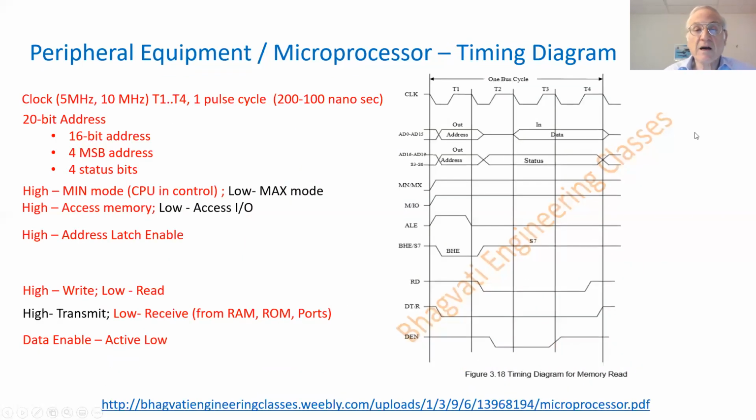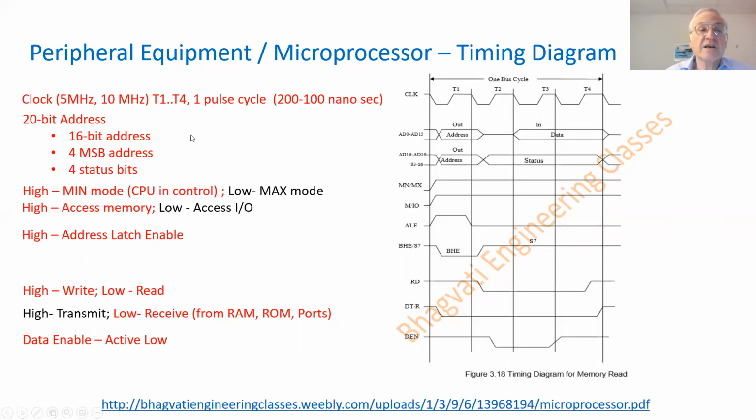Here's an example of how the timing diagram goes for a microprocessor and peripheral equipment. This example shows pulses here, where the clock is 5 megahertz or 10 megahertz for the processor, and the pulses are between 100 and 200 nanoseconds. And 4 of them is 1 bus cycle.